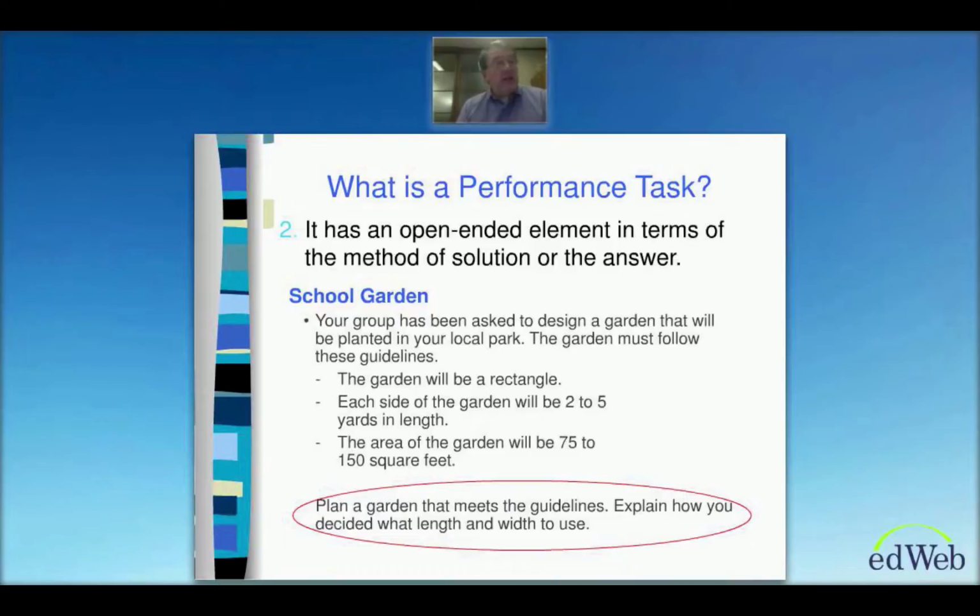Now, this is open-ended by virtue of the fact that it imposes restrictions rather than giving exact dimensions to what you need to compute. So you notice the task does not specify whether to draw a diagram, whether to find the area, whether to find the area in square feet or square yards, or even how to find the area. So it's a very open-ended type of task.